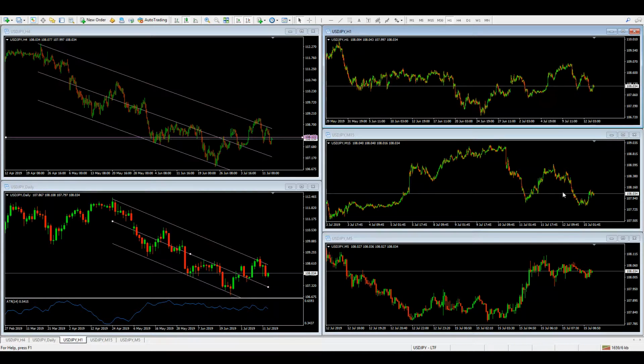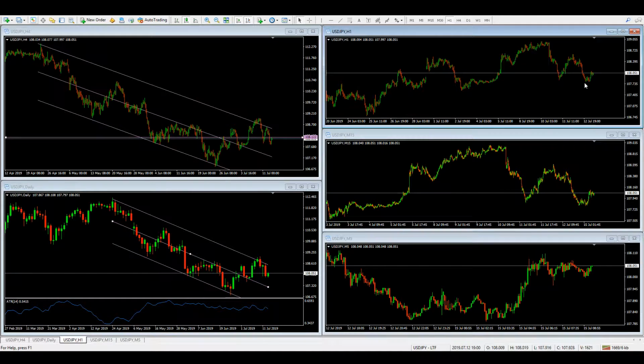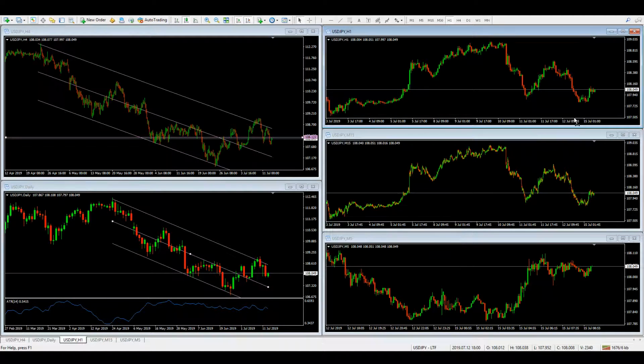What I'm looking for on these lower time frames is evidence of the price creating lower lows and lower highs on these lower time frames. So we can see that on the hourly here and the 15-minute, there's some good indication that there's going to be some bearishness, and it's tradable where the price is at the moment.